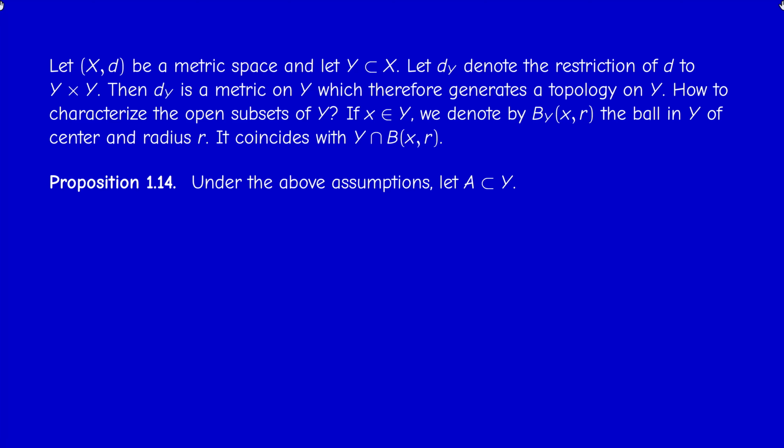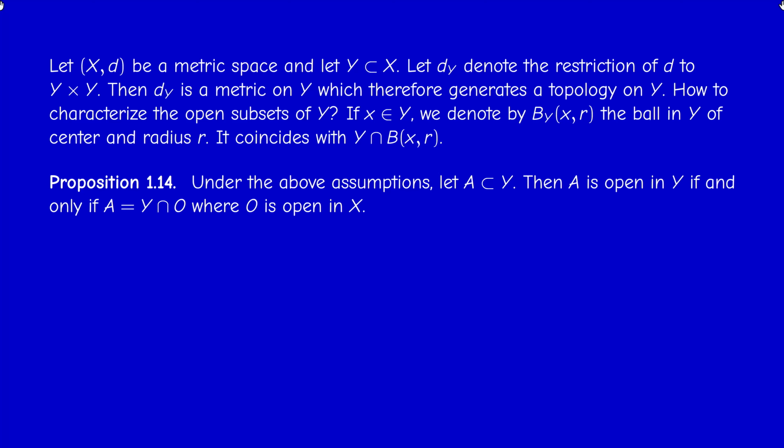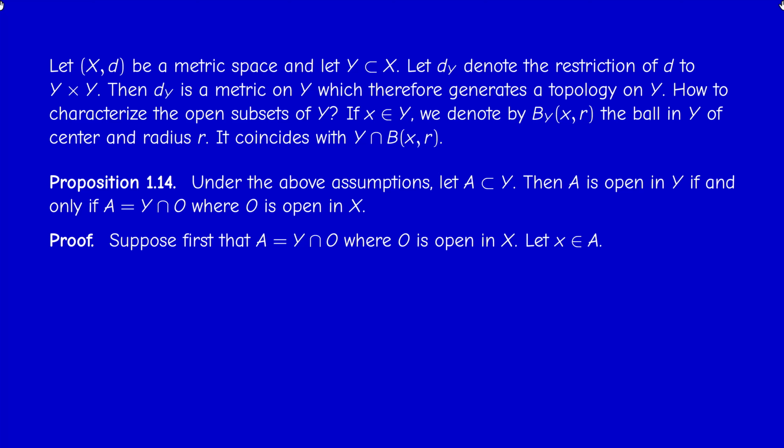So here's the first characterization that gives a relation between the open sets of Y and the open sets in capital X. If A is a subset of capital Y, then A is open in capital Y if and only if A can be written as the intersection of Y with an open set in the bigger space X. Like balls, actually. So I have to prove two implications. Suppose first that A is the intersection of Y and an open set O in the bigger space X. We want to prove that capital A is open in Y according to the definition of a metric topology.